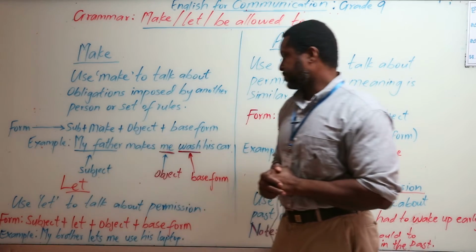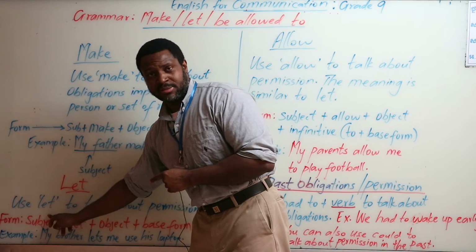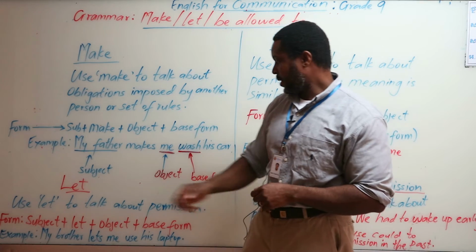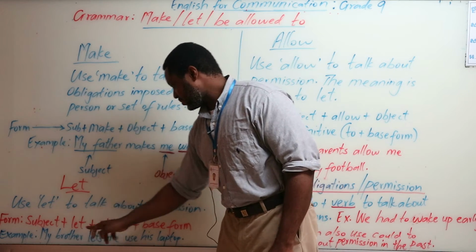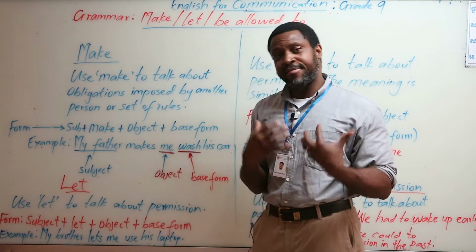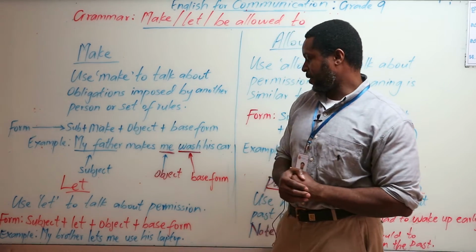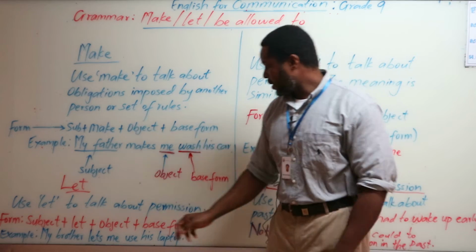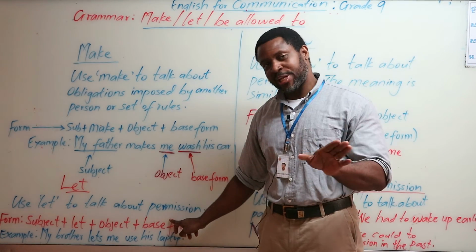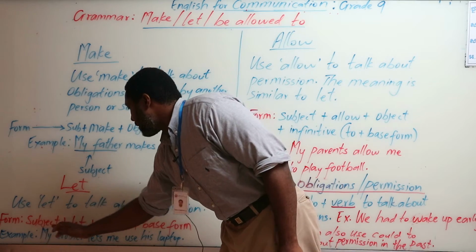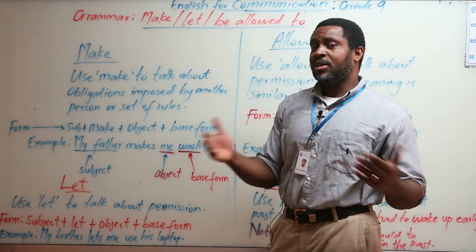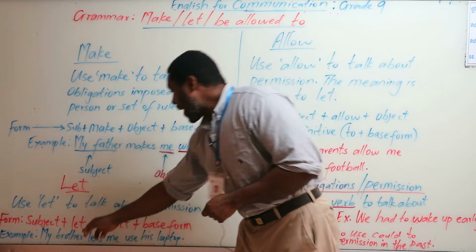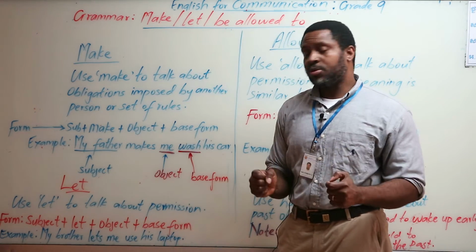Look at the grammar form. You begin with the subject, the person who does the action. Use let, and the object, the receiver, the recipient of the action. And the base form, again, don't change it. Example, my brother lets me use his laptop. That means he allows me to use his laptop. My brother lets me use his laptop.